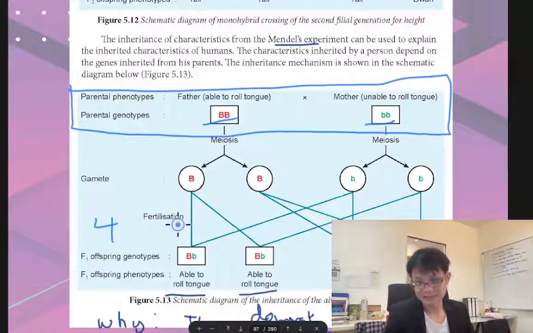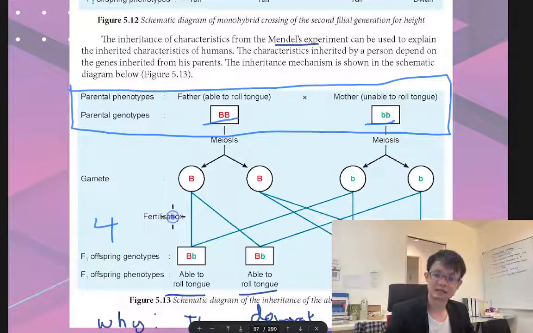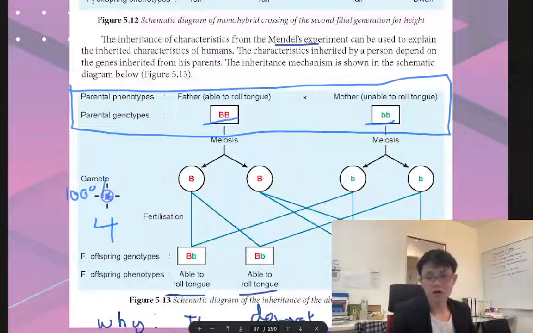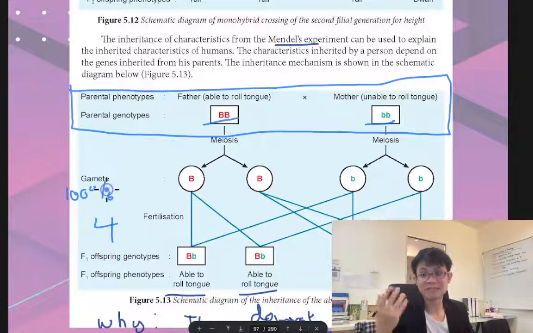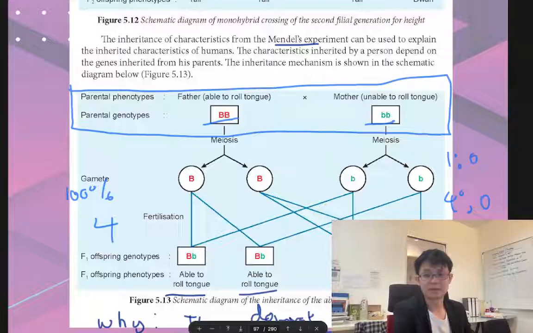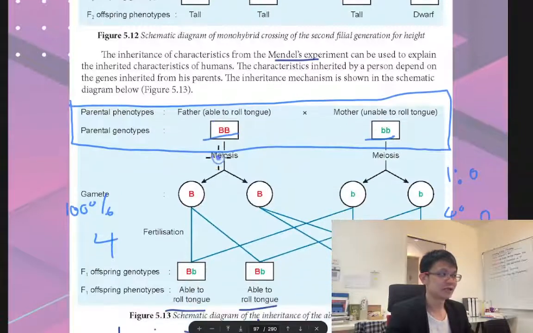It depends on the question. Let's say the question is what are the chances, so you need to answer the chances are 100%. 100% of the offspring are able to roll tongue. So let's make it clear. Let's say the question asks you what is the ratio. So the ratio will be 1:0. Actually it's 4:0, but it's 1:0, which means that the ratio for the 1 will be the ability to roll tongue. Therefore all of the children are able to roll tongue.